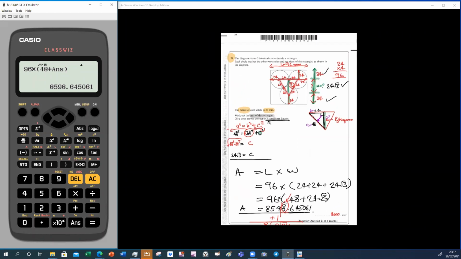Okay. So you need to take the key information in the question. Find out what you know, what you don't know. How do we recognize Pythagoras? We go back then to the area. So we've got to work out the Pythagoras first, and then we can work out the area.